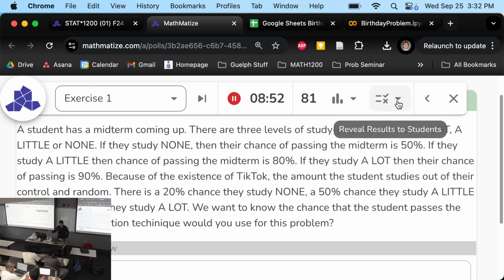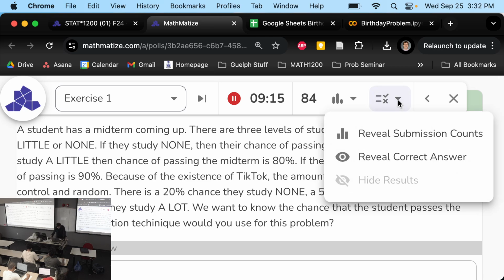I think this is the hard part of word problems, right? There's all these things, and you've got to mentally organize what you're given in the problem. You've got to mentally organize what you want to find. In this case, we want to know the chance that the student passes the midterm. You've got to organize it all. That's the hard part. And one of the techniques we did helps you organize this type of information. Well, let's see if you guys know which one that is.